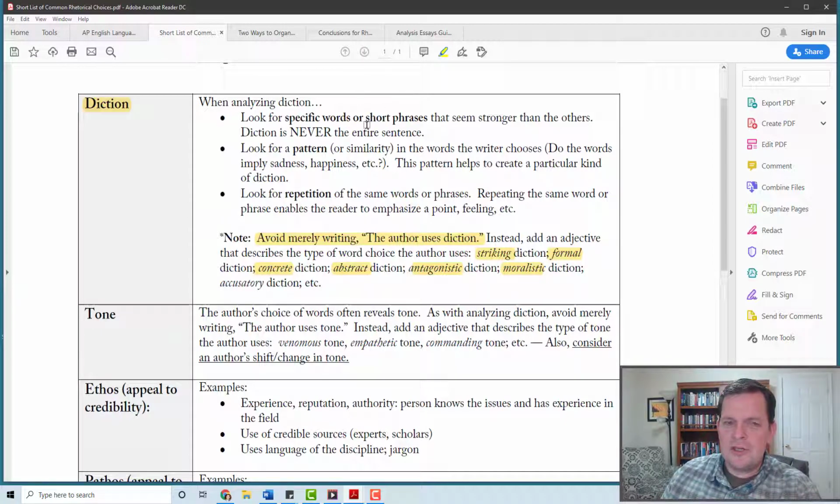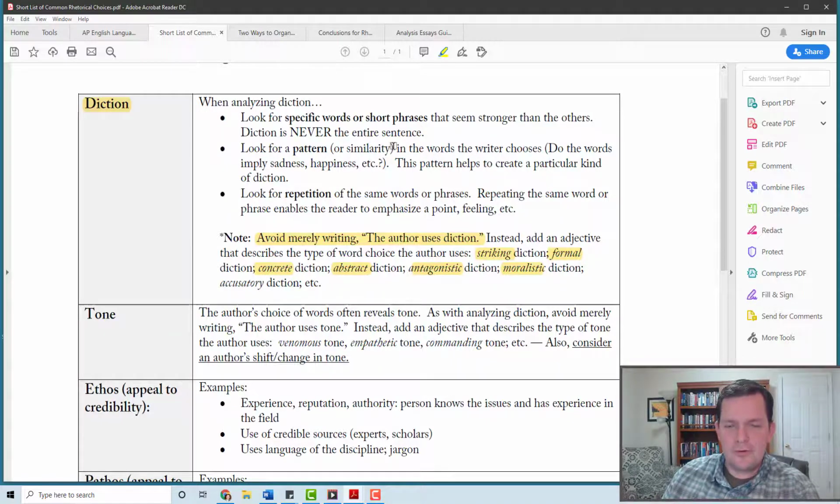When you talk about diction, make sure that you quote specific words. Don't quote a sentence to prove the author uses diction. That's pointless. Or uses antagonistic diction. Don't quote the whole sentence. Highlight the words. Talk about the specific words. Talk about what makes the specific words sound aggressive. Why are they aggressive? Is it using language that's martial or military? What makes this diction sound the way that you claim it sounds?